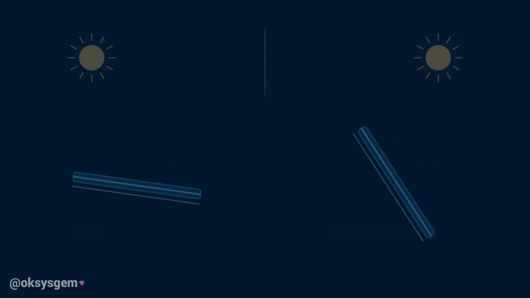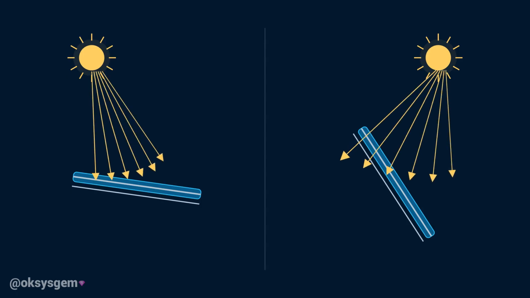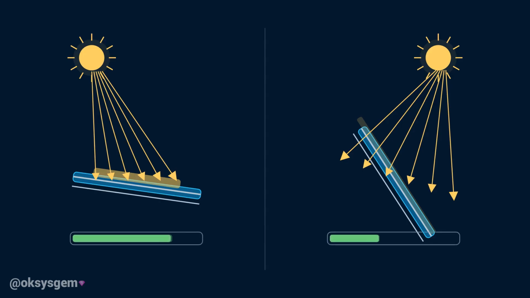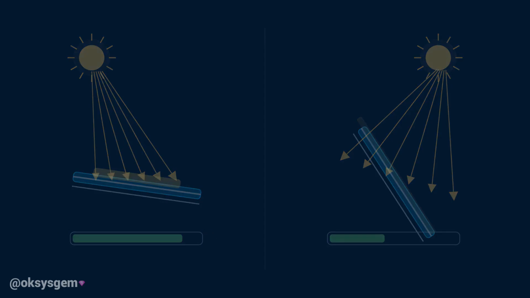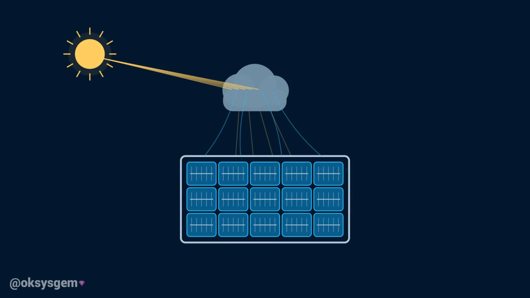The angle of the panel also matters. A panel receives the most concentrated sunlight when the sun's rays strike its surface more directly. At a shallow angle, the same sunlight is spread across a larger area, so less energy reaches each part of the panel.